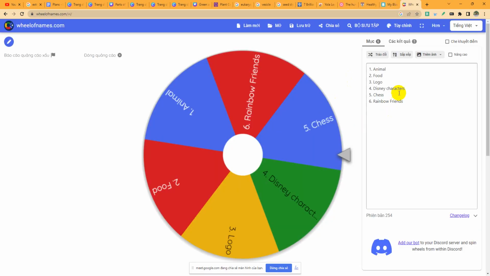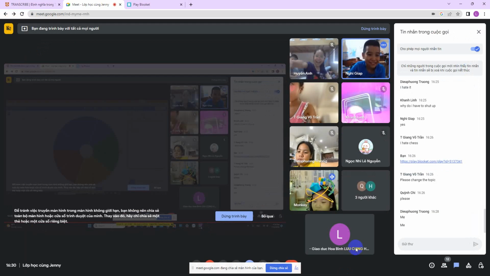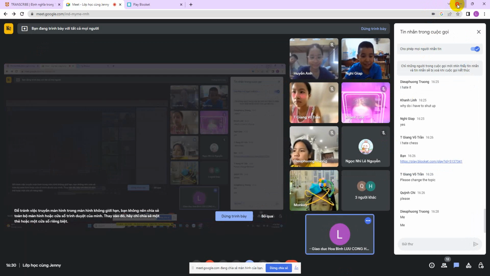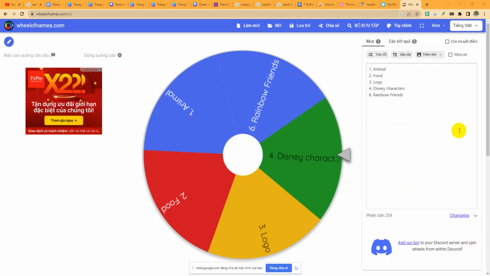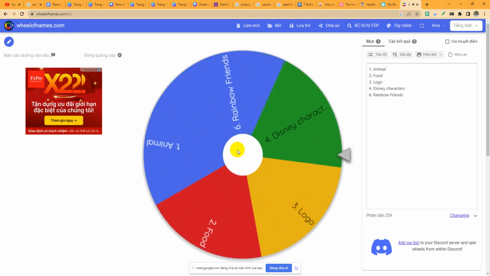So yeah, chess doesn't receive much support. Rainbow Friends, please. But you're the only one, the only student here who supports chess, and we need the majority of people to advocate for an option. I hate chess. Let me just spin the wheel, and if it lands on anything and the majority of people support this option, then we will choose this. And we just keep spinning until people choose that.